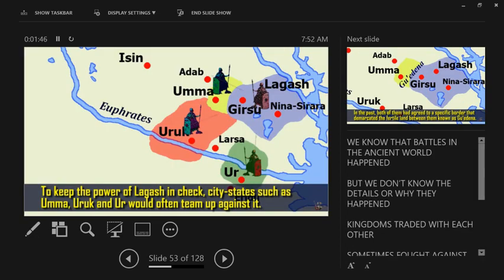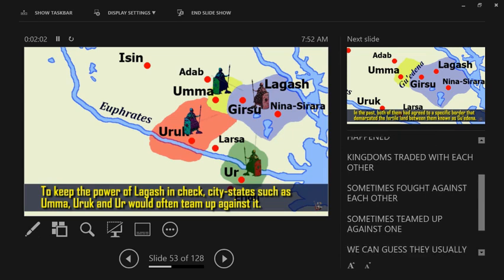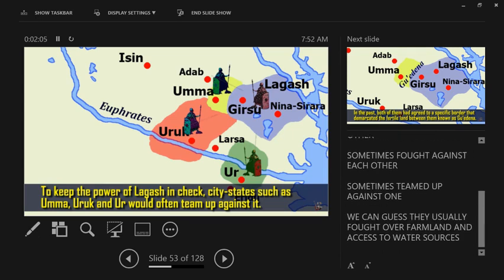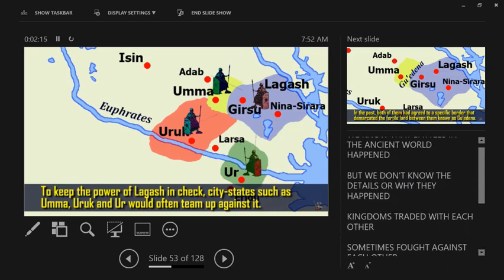So these are different city states at war with each other. There's alliances, and then alliances get broken and they go to war with each other. But we know that battles in the ancient world happened. But we don't know the details or why they happened. Kingdoms traded with each other. Sometimes they fought against each other. Sometimes they teamed up against one. And we can guess they usually fought over farmland or access to water sources.